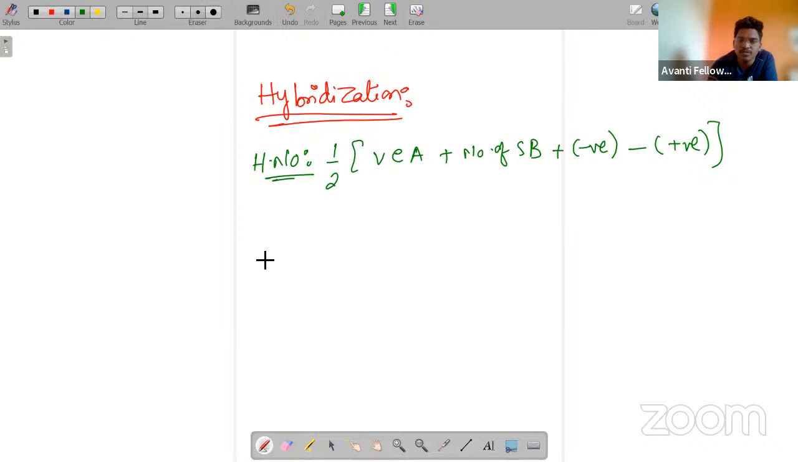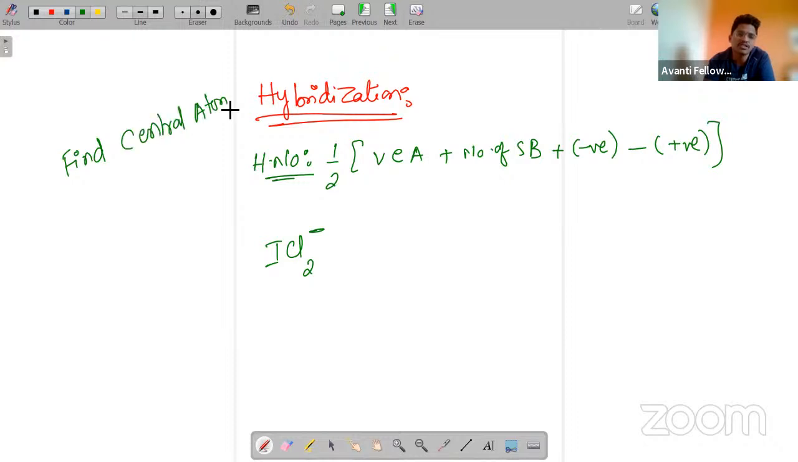Okay, so let's suppose I want to find the hybridization of ICl2 minus. Now first point, how to find the central atom?